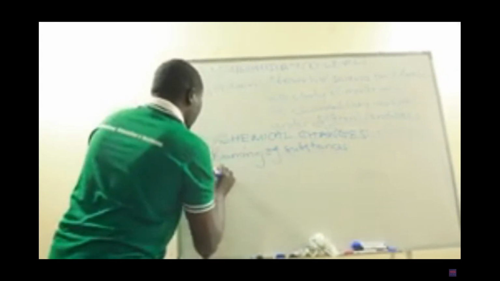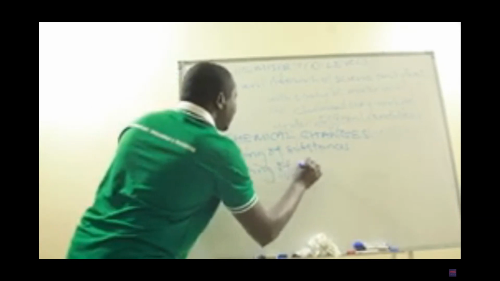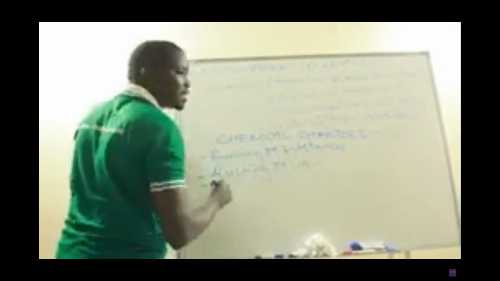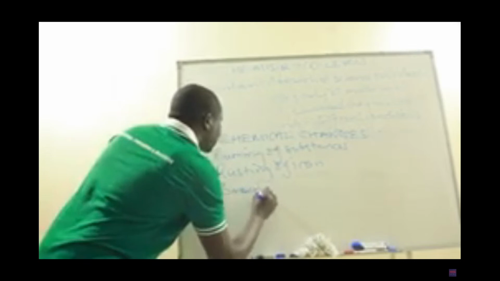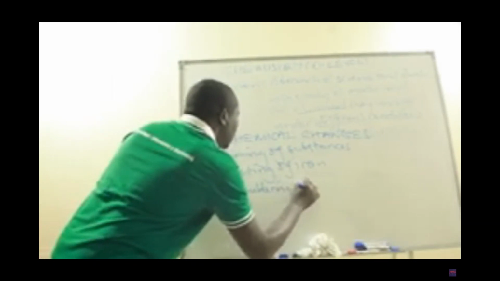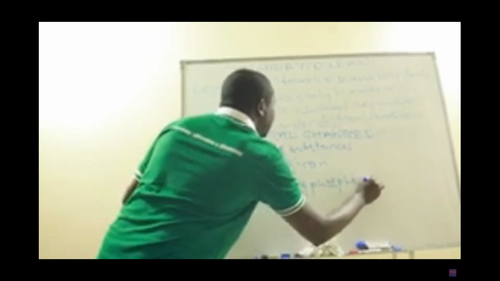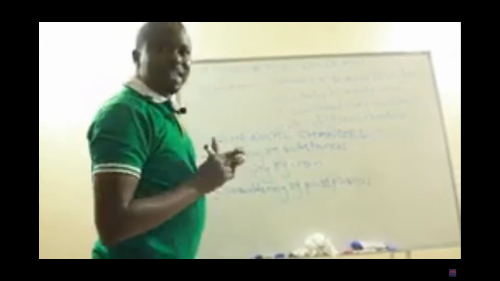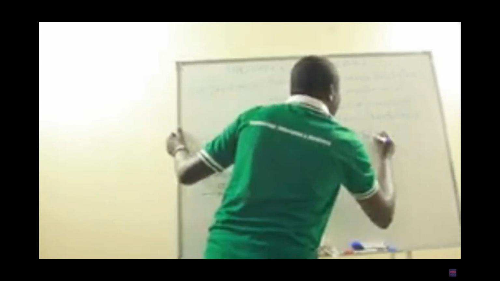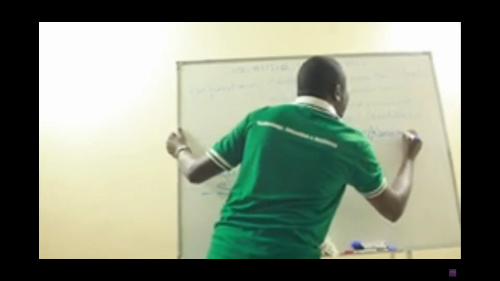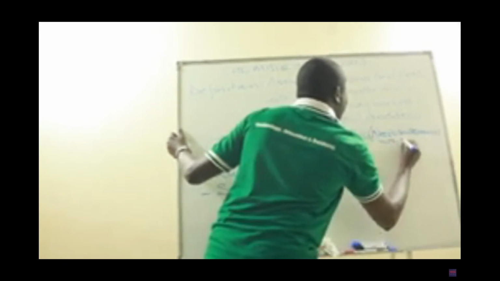We have the process of rusting, which takes place on iron. Rusting of iron. We have the process of phosphorus reacting with air, what we call smoldering of phosphorus. So these are examples of what we call chemical changes. So in these chemical changes, new substances are formed.